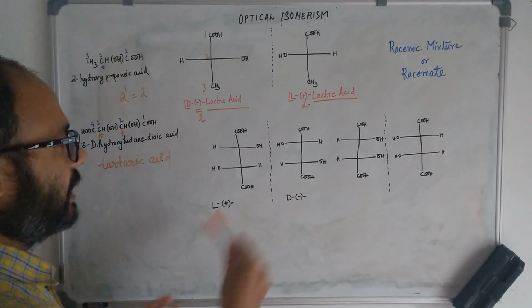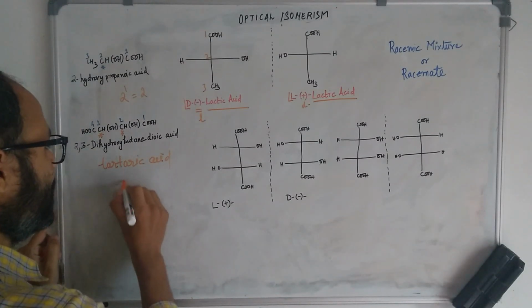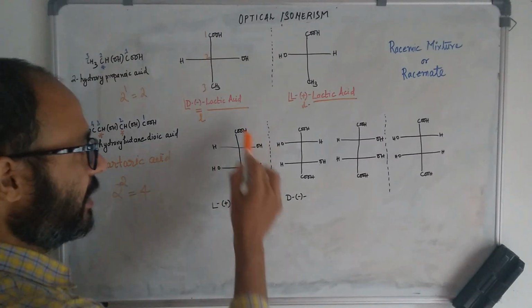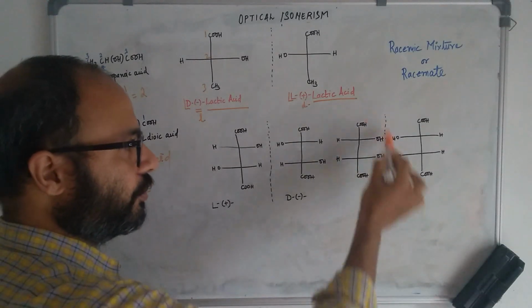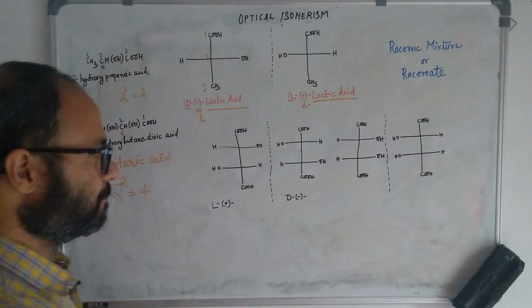Now, I have written down there, if there are 2 chiral centers, how many stereoisomers are possible? There can be 4 stereoisomers. So I have written, first I wrote it in this fashion, then I wrote the mirror image, then I drew it in this fashion, and then I drew the corresponding mirror image.